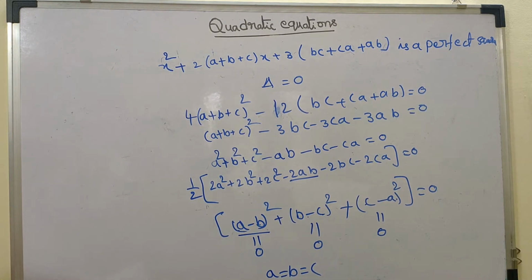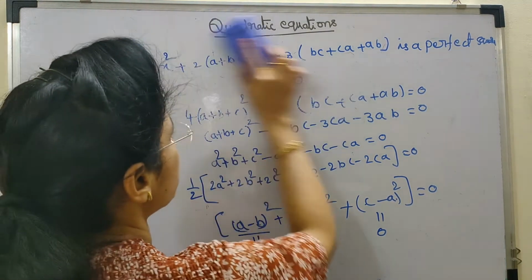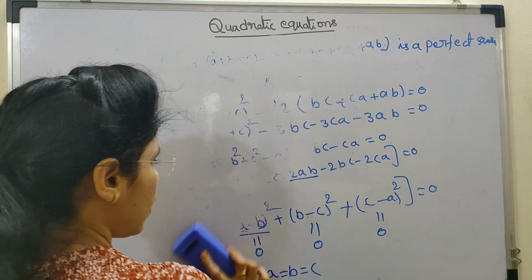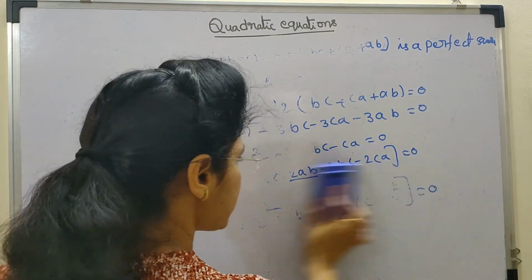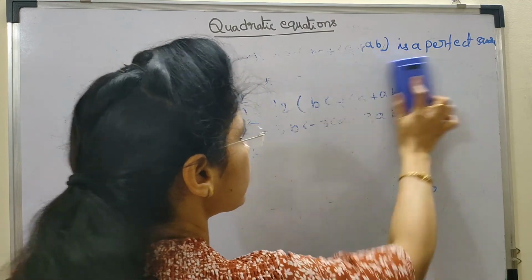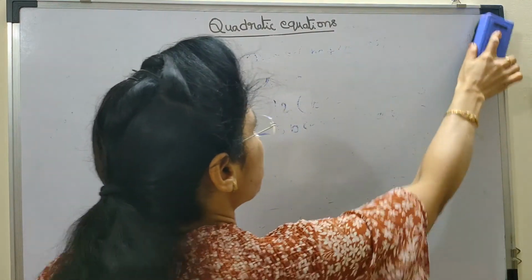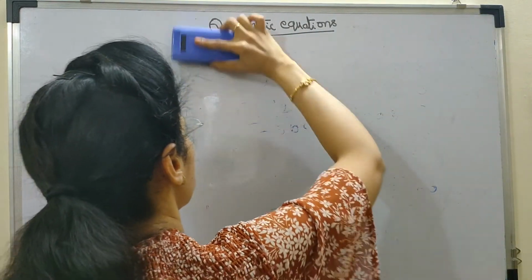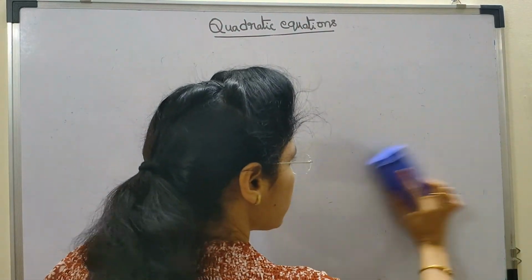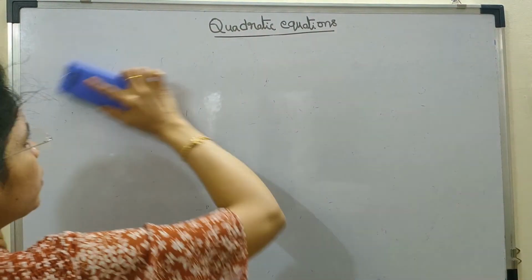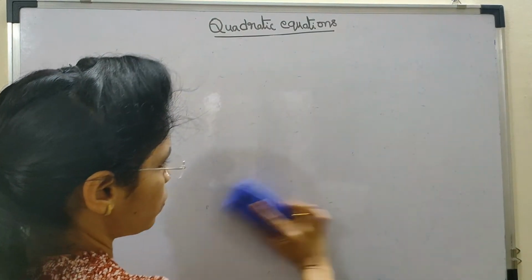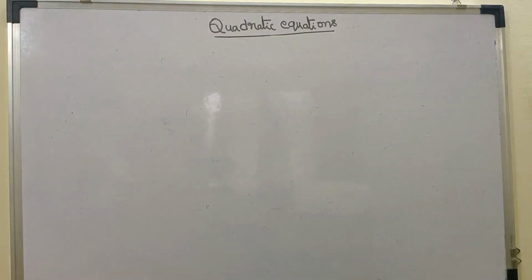Okay. And one more example. Here you have seen that if the expression is a perfect square, then the condition is discriminant is equal to 0. And one more point is, if the discriminant is a perfect square, then the quadratic equation has rational roots.